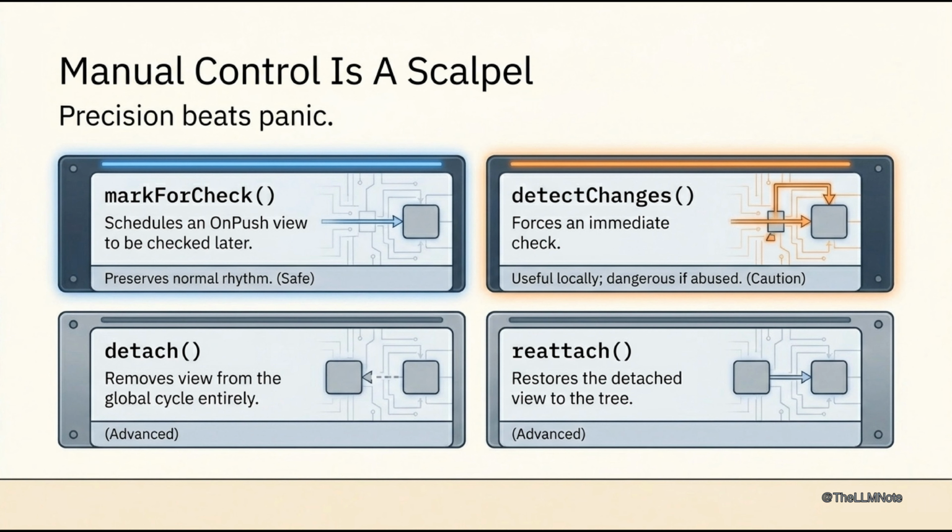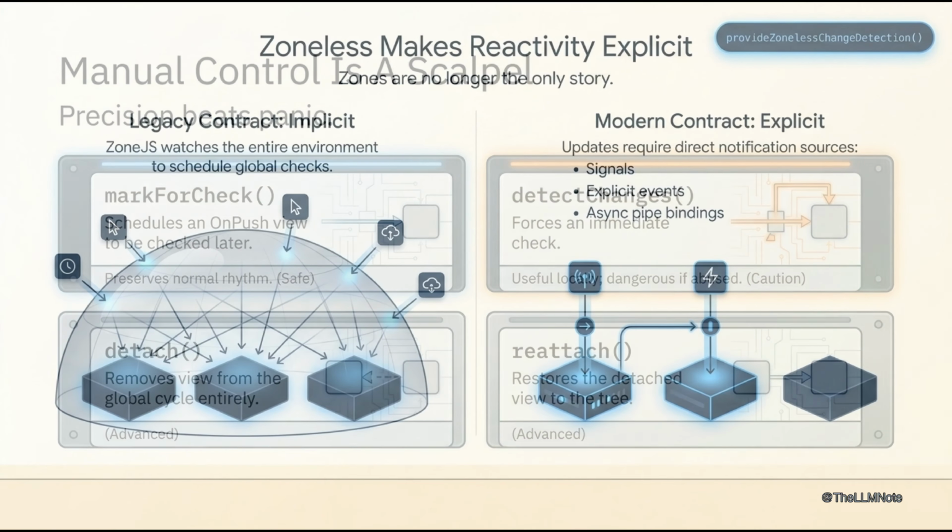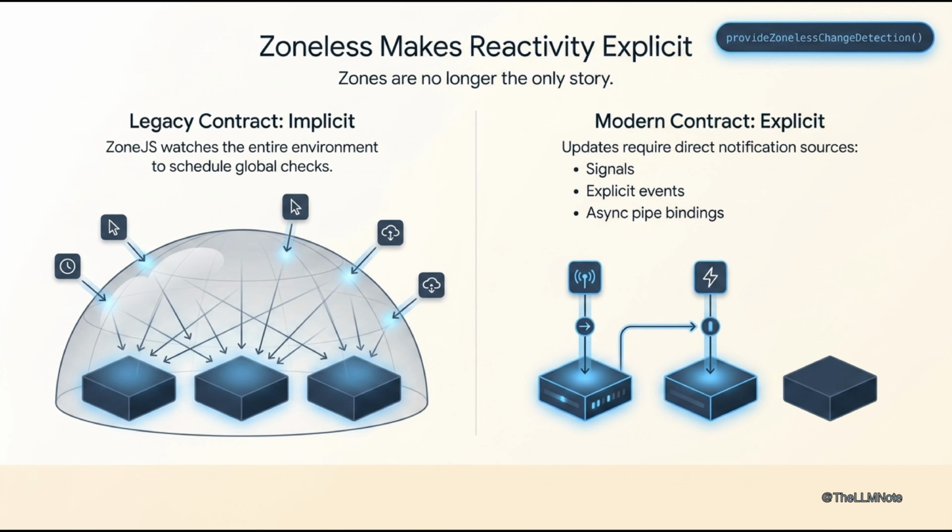Zoneless makes reactivity explicit. Zones are no longer the only story. Angular provides zoneless change detection. The official API states provideZonelessChangeDetection configures apps not to use Zone.js. This changes the contract. Updates must come from explicit notification sources, such as events, signals, async pipe inputs, or manual marking. The future-facing answer is not remove Zone.js. It is make reactivity explicit. Think about this for a second.